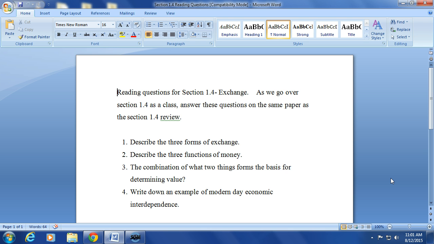And then the third function of money is money is a store of value that can be saved and used to purchase items at a later date. This is called the store of value function of money. So basically, if we hold on to money, that money should be able to maintain its value. So once again, money has three functions. It is a medium of exchange, it is a unit of account, and it is a store of value.